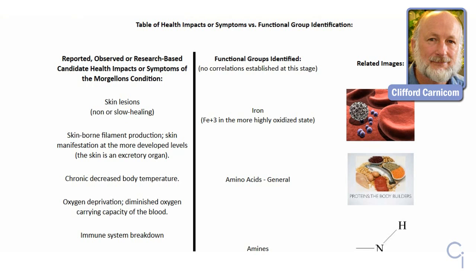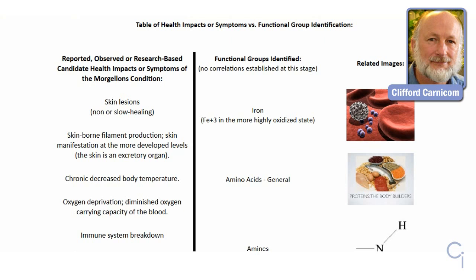But the two lines of reasoning on this paper will be to the left and to the right, and let's look at what those lines of reasoning are. On the left side, we will have a line of reasoning of saying these are, however you want to call it, the reported, observed, or research-based candidate health impacts or symptoms of the Morgellons condition.